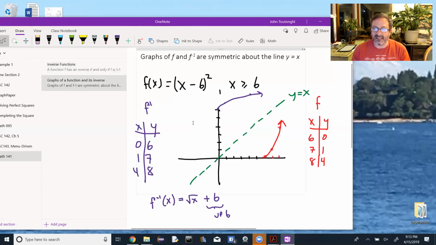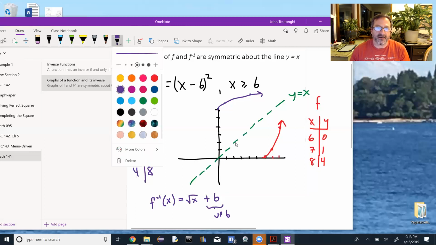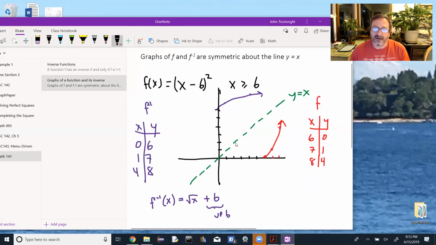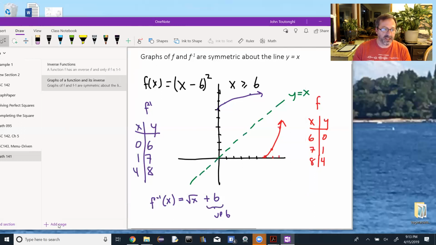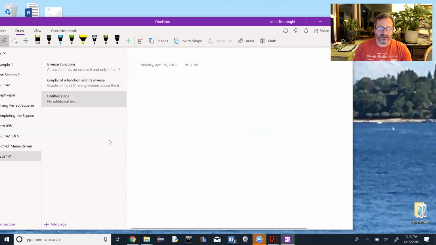Exactly. It's a little hard to see on this just because my scale, I lost a bit of my scale here in the y direction going up there. I need to go a little higher. There we go. And that makes it look a little easier. Okay, let's do one more. So I'm just gonna copy this page and we'll do another example.